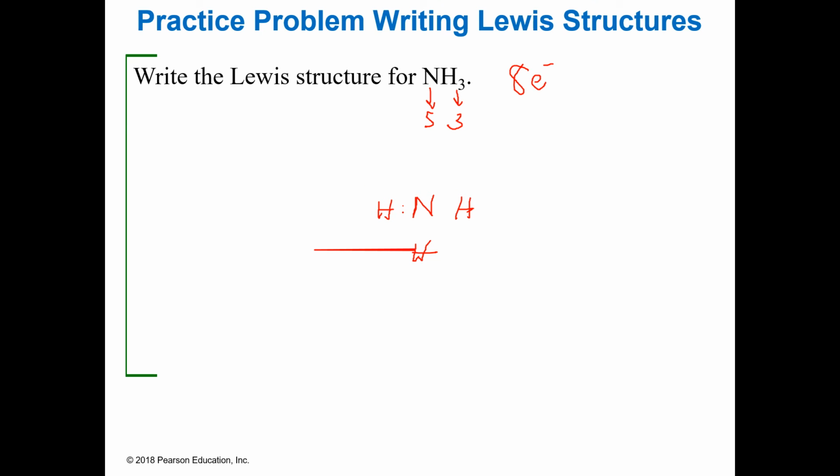Hydrogen only needs 2, so 2 around each hydrogen. It's going to make that single bond. So I've used 6 out of the 8. Hydrogens are all fine, they have 2. So I'm going to put my remaining electrons, I have 2 left on the central atom. And so that gives me the structure for ammonia. I have 3 single bonds, hydrogen is satisfied, so is nitrogen, because with that lone pair, it has 8 around it.